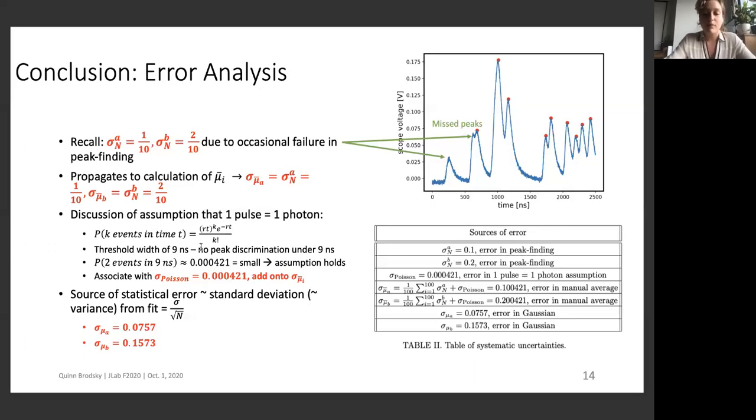So our assumption that one pulse was caused by one photon is a pretty good assumption, but I'm still going to include this uncertainty called sigma Poisson. And this is going to be an extra term included in the sigma mu bar.